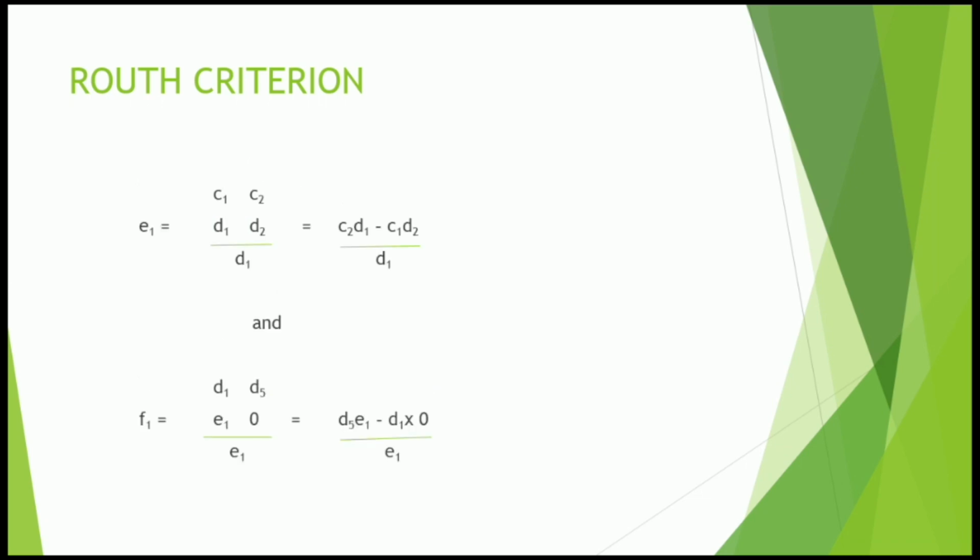And e1 is equal to the determinant of c1, c2, d1, d2 divided by d1, that is equal to (c2 d1 minus c1 d2) divided by d1. And f1 is equal to the determinant of d1, d2, e1, 0 divided by e1, which is equal to (e1 d2 minus d1 into 0) divided by e1.